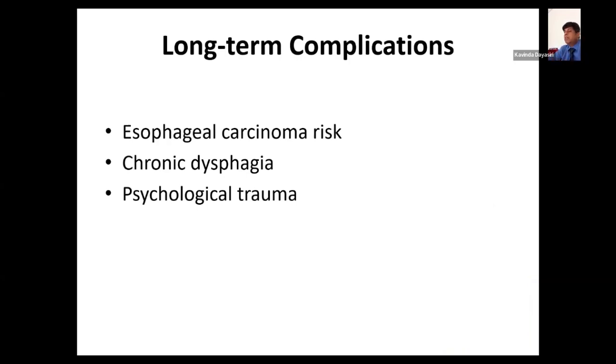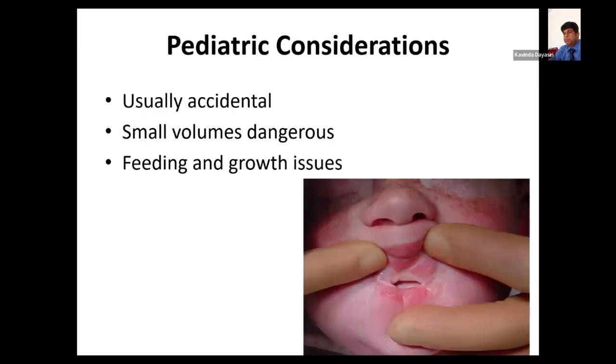strictures, which can lead to later development of esophageal cancers, and some patients may be left with chronic dysphagia. Even if their strictures were dilated, they can continue with chronic dysphagia, and that can lead to eating difficulty and chronic pain. So that can result in a lot of psychological trauma as well over the long run.